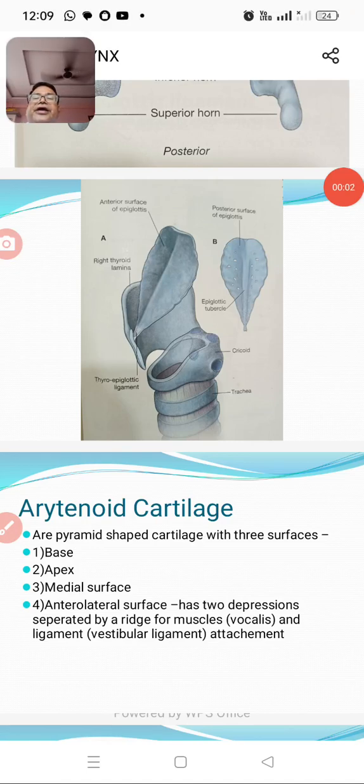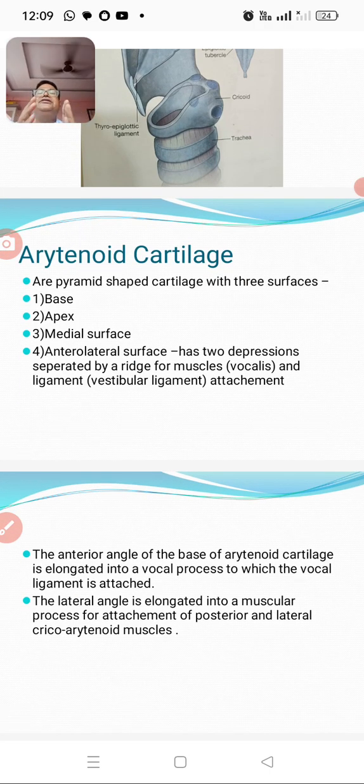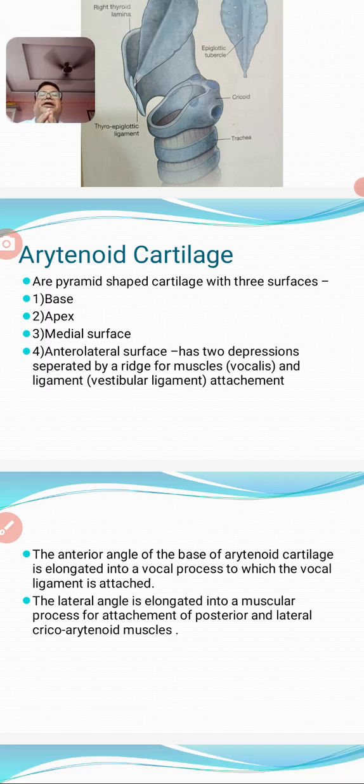Next is the arytenoid cartilage. In the previous section, I discussed the thyroid cartilage, the cricoid cartilage, and the epiglottis, and now it is the arytenoid cartilage. What is the arytenoid cartilage? This is a pyramid-shaped cartilage.